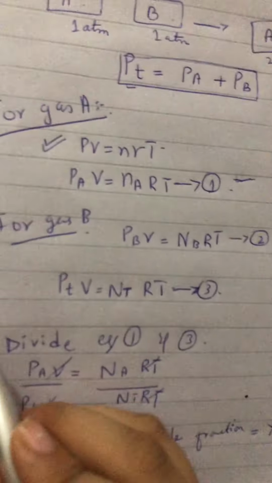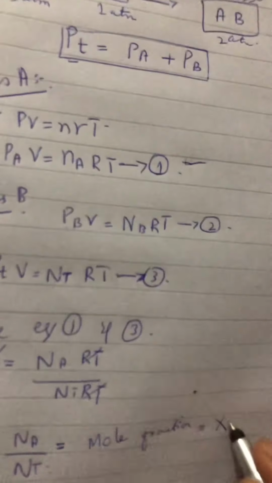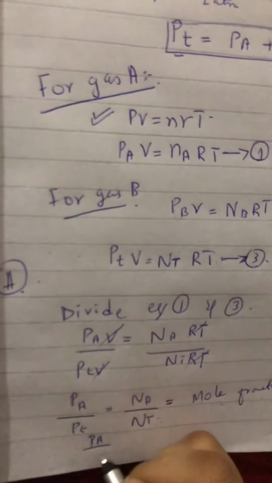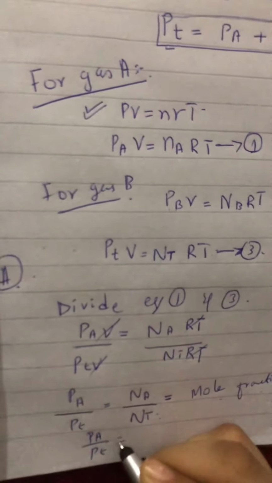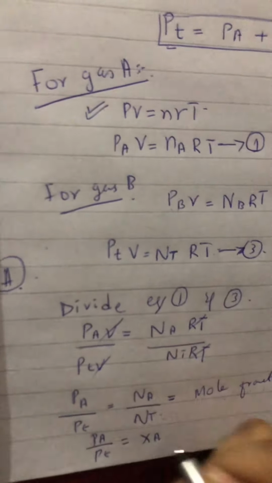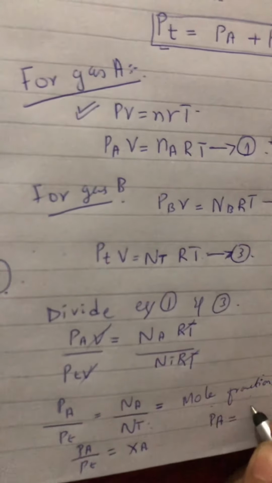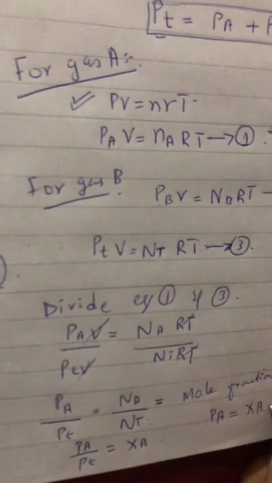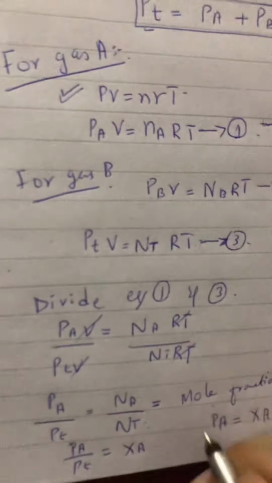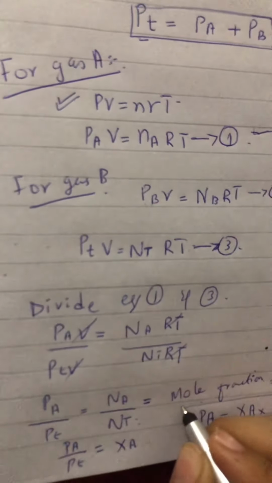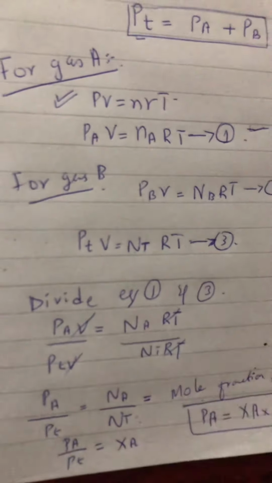So here we are finding about gas A, so we write xA, right? So we can write PA upon PT is equal to xA. So here we can write the pressure of A is equal to xA into PT. So here we can find the partial pressure of gas A, right?